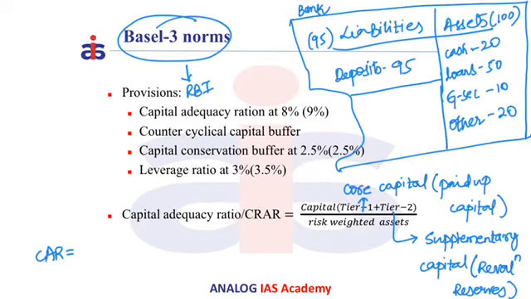Before looking into the Basel norms, let us look at what we mean by the capital adequacy ratio. It is the ratio between the capital, that includes both Tier 1 and Tier 2 capital, to the risk-weighted assets. Tier 1 capital is also called the core capital, and a component in the Tier 1 capital is the paid-up capital, while Tier 2 is called the supplementary capital and one of its components is the revaluation reserves.